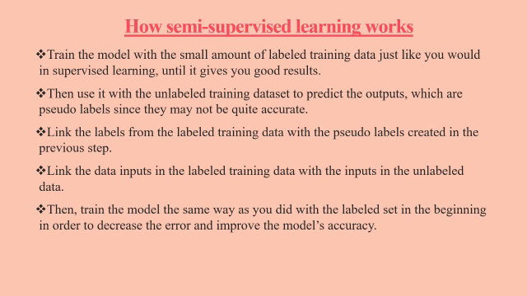The first step is to train the model with the small amount of labeled training data, just like you did in supervised learning, until it gives you good results. Then use it with the unlabeled training data set to predict the outputs, which are pseudo labels since they may not be quite accurate. Link the labels from the labeled training data with the pseudo labels created in the previous step. Link the data inputs in the labeled training data with the inputs in the unlabeled data. Then train the model the same way as you did with the labeled set in the beginning in order to decrease the error and improve the model's accuracy.